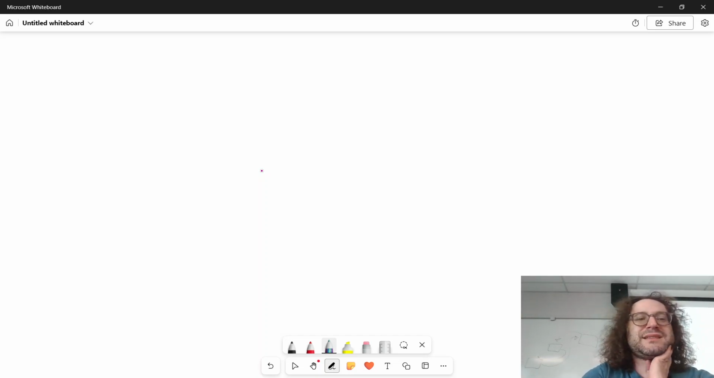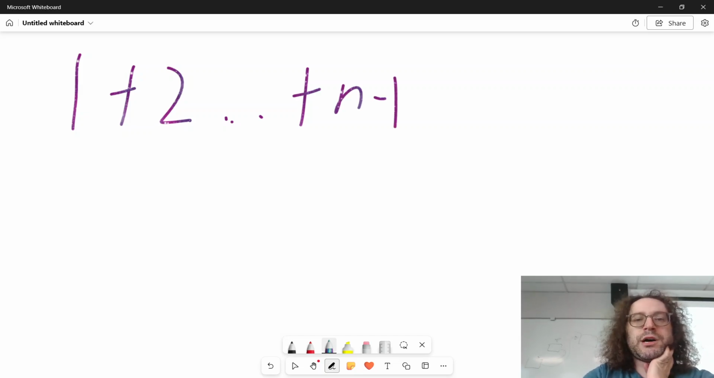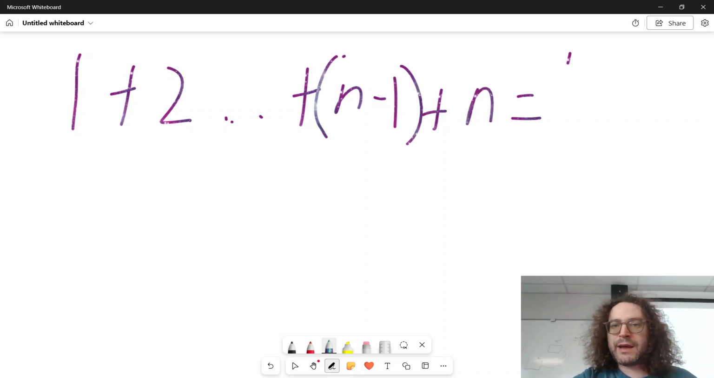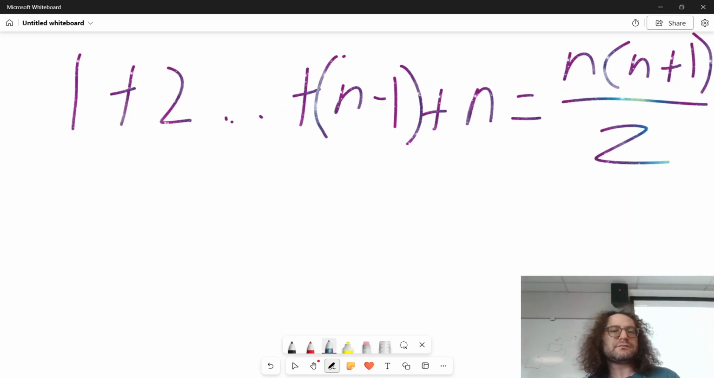Proof by induction basically says we are going to try to prove 1 plus 2, dot, dot, dot, plus n minus 1 plus n is equal to n times n plus 1 over 2. All right? So we want to prove this. Proof by induction takes 2 steps.